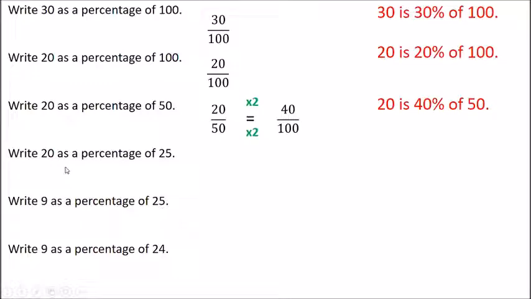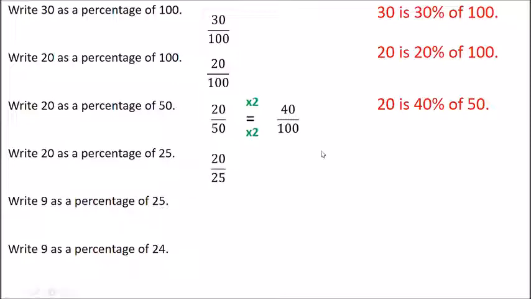Okay, so next question. Write 20 as a percentage of 25. Before we work this out, let's come up with a reasonable estimate as to what the answer would be. 20 is quite close to 25, isn't it? So we know it's going to be much larger than 50%. We know it's over half. So if our answer is not larger than 50%, we know we might have made a mistake.